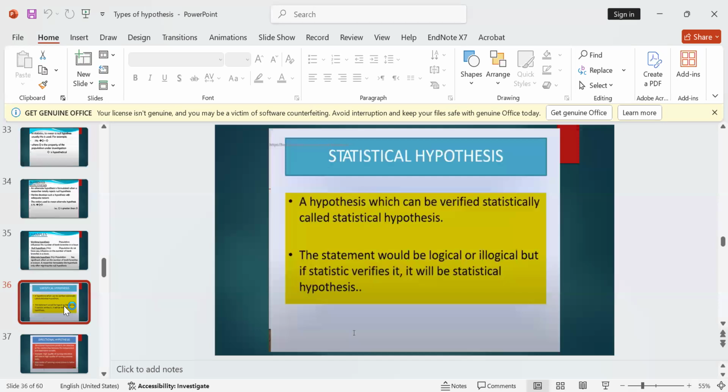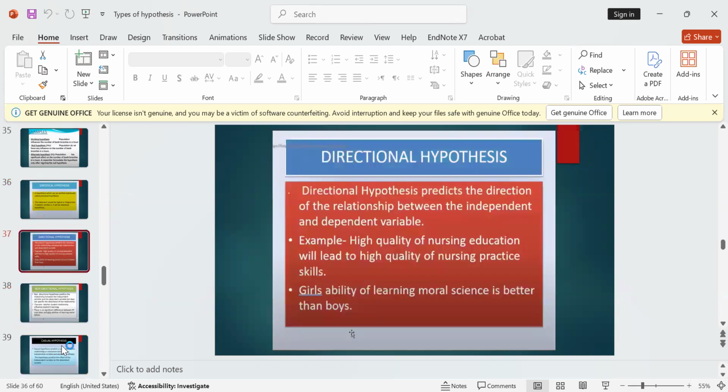Statistical hypothesis. A hypothesis which can be verified statistically is called a statistical hypothesis. The statement would be logical or illogical, but if statistics verifies it, it will be a statistical hypothesis. Directional hypothesis. Directional hypothesis predicts the direction of the relationship between the independent and dependent variable. For example, high quality of nursing education will lead to high quality of nursing practice skills. Girls' ability of learning moral science is better than boys.